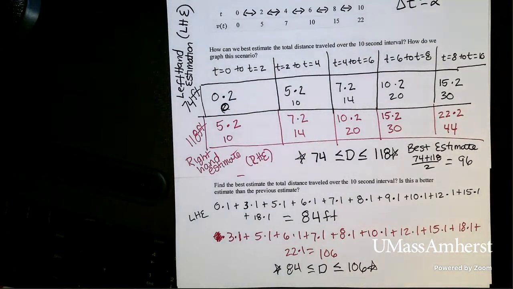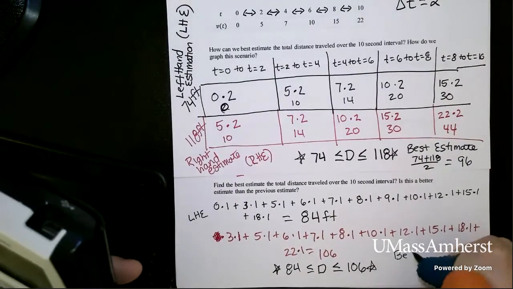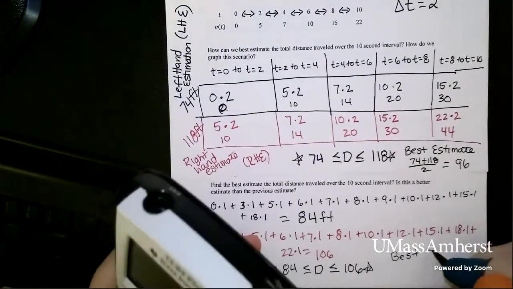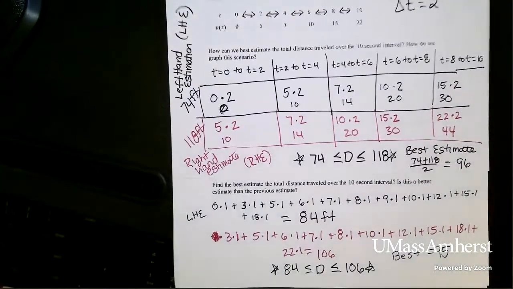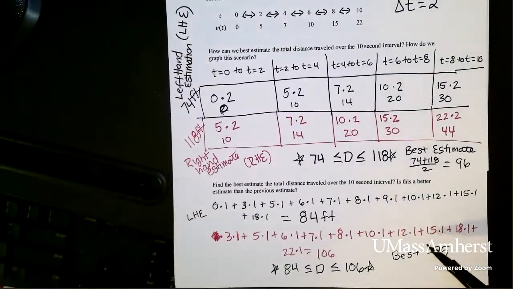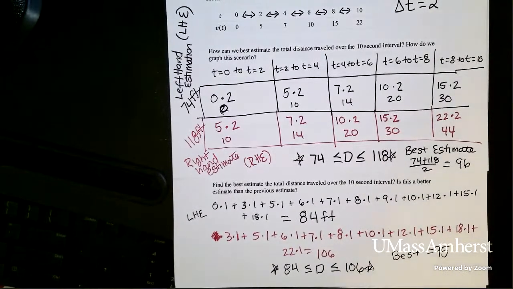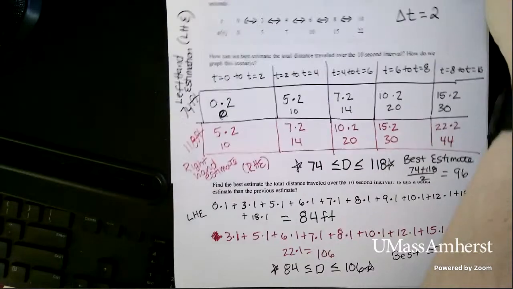the better my approximation. So the last step here to answer this particular question is we need to find the best estimate. So we would add up the 84 and the 106 and divide by 2. I just did that quickly, and we get 95. So that's different than our best estimate from before. So again, by making delta t smaller, our interval where our actual area needed to be shrinks, which makes it a better estimate than what we had before.